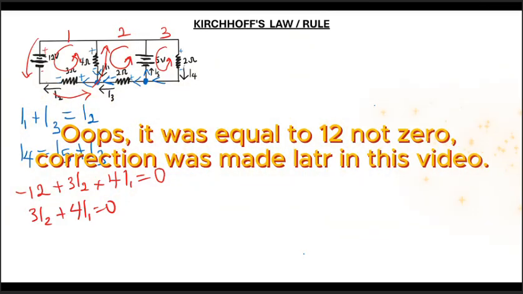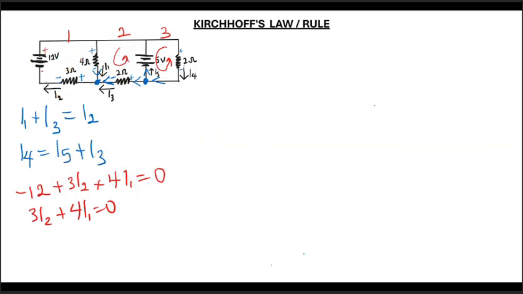Let's now do the second loop. For the second loop, we can see that we are going in this direction, so it goes like this, it goes like this, and it continues to move like this. Then I can analyze it one after the other. We have from positive to negative of this 4 ohms resistor, that is negative 4, and the current flowing inside it is I1, so that's negative 4I1.